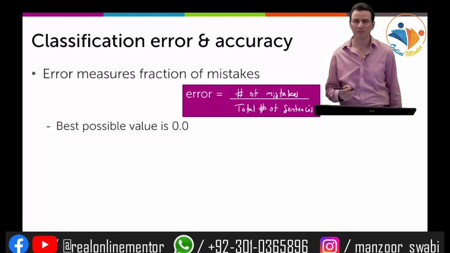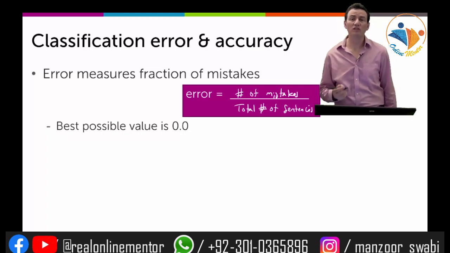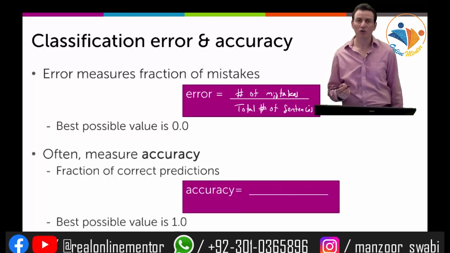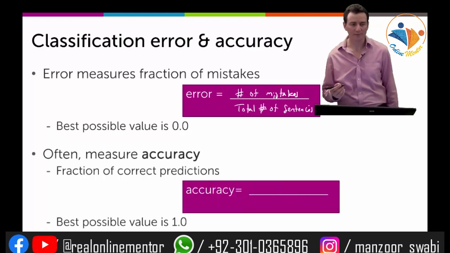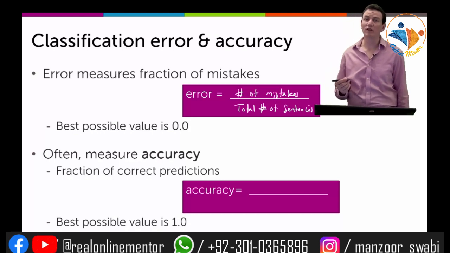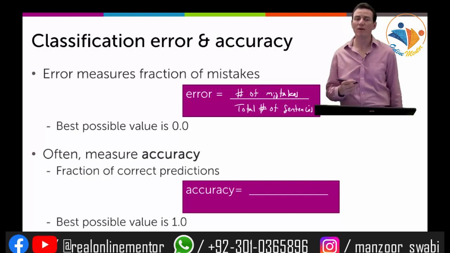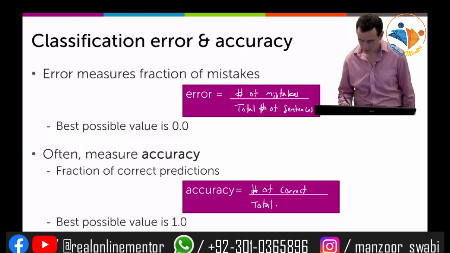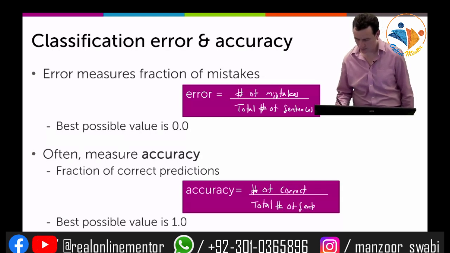Now, instead of talking about error, it's common to also talk about the accuracy of your classifier. So accuracy is exactly the opposite of that. In accuracy, instead of measuring the number of errors, we measure the number of correct classifications. So the ratio here is the number of correct classifications divided by the total number of sentences.